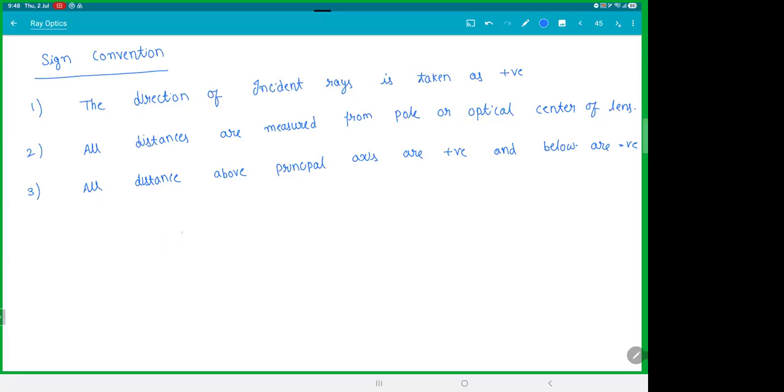u is your object distance. v is your image distance. R is your radius of curvature. f is your focal length. So these are the four things you will see. Great. Let's take an example.